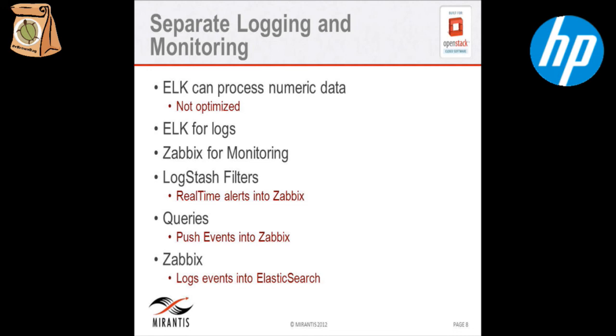So we use ELK for logging, and we use Zabbix for monitoring. Those systems are integrated. Logstash filters can generate real-time alerts and push them into Zabbix, as well as SMS and other systems. Queries from the Elasticsearch engines can also generate events and push them into Zabbix. And Zabbix can generate log entries from its own alerts and push them into Elasticsearch for later processing.